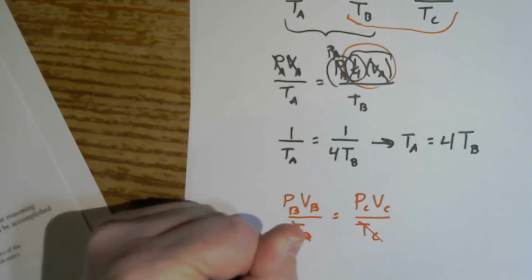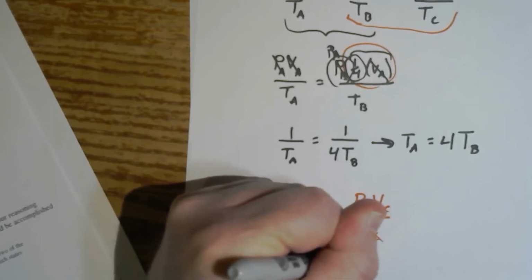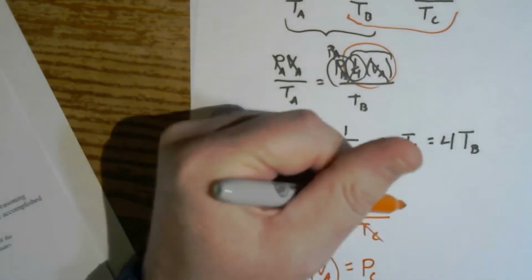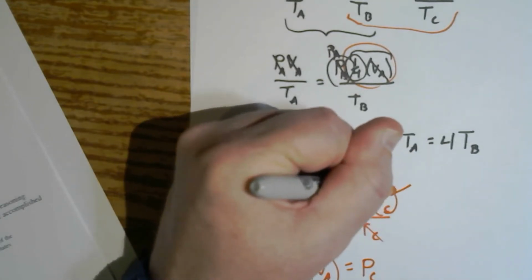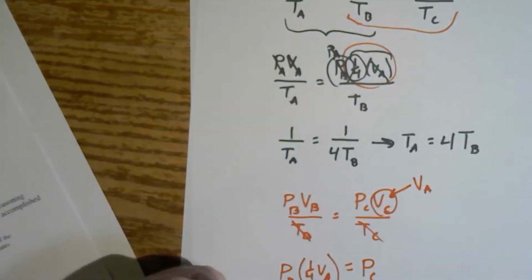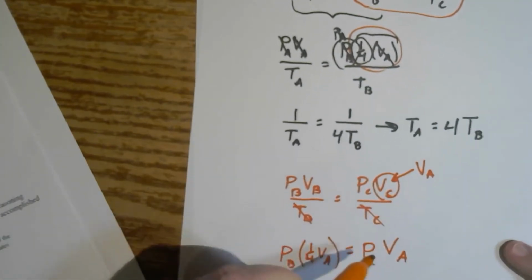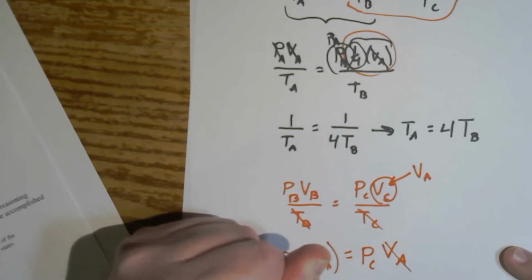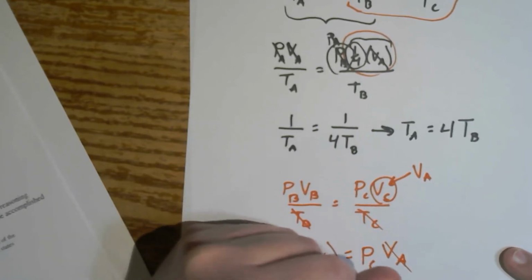So pressure B times 1/4 the volume of A has to equal the pressure at C times the volume of C. But in the statement it says we're going back to the original volume of A. So that means that this term right here will be the volume of A. So I'll make that substitution, volume of A. And so what happens here, once again, our volume at A goes away, and we can conclude that the pressure at B over 4 is equal to the pressure at C.